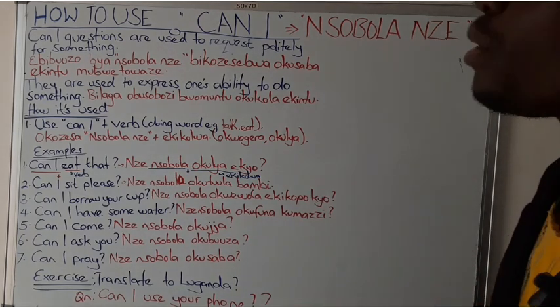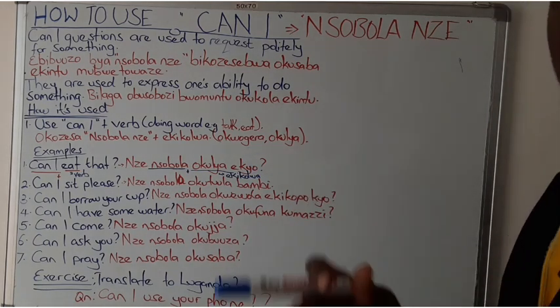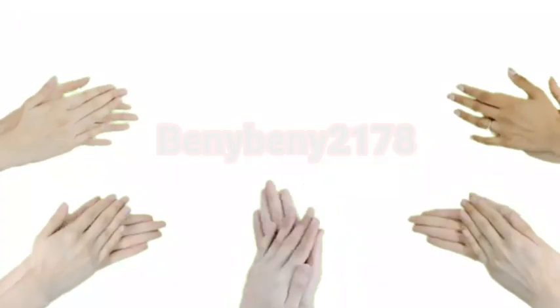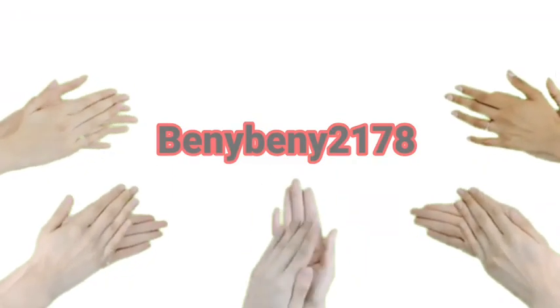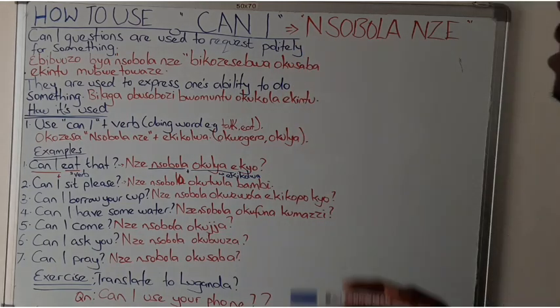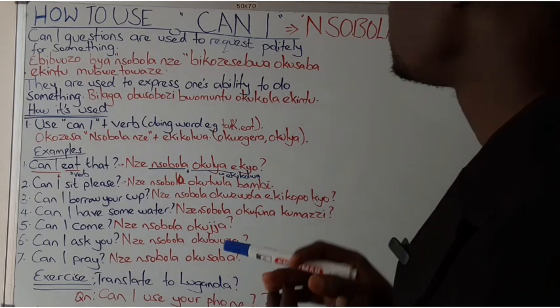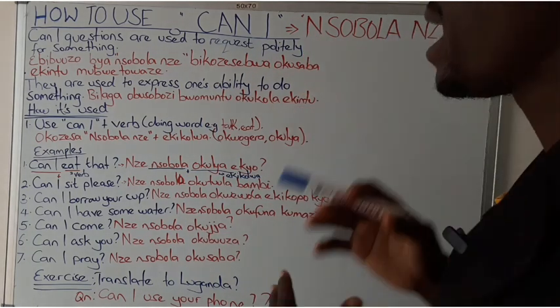For example, can I do this? Can I please go out? So today we are going to focus mainly on how to use can I. Remember, can I in Luganda is Nsobola Nze, since you're talking about yourself, I in Nze. So can I, Nsobola Nze?